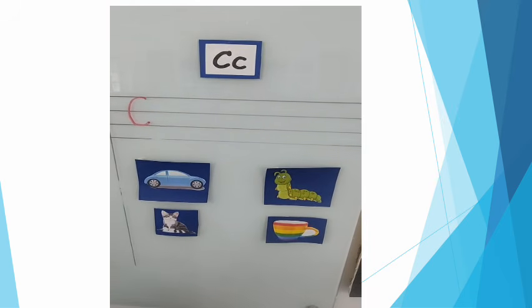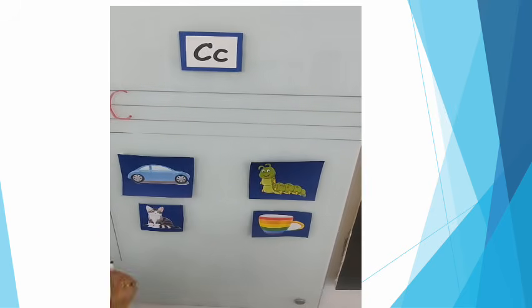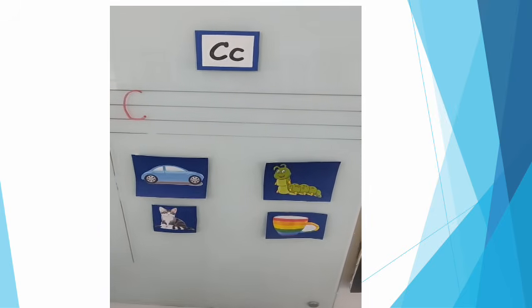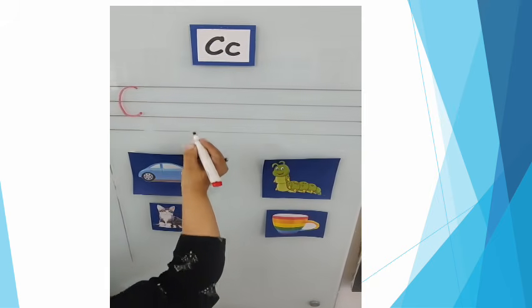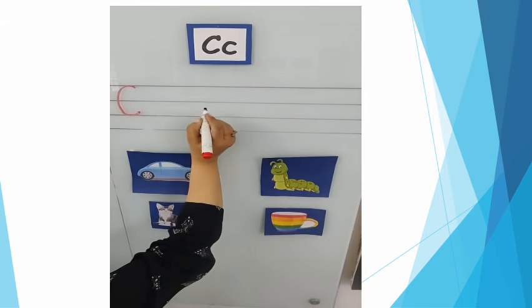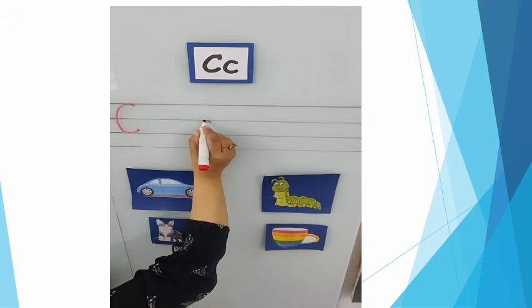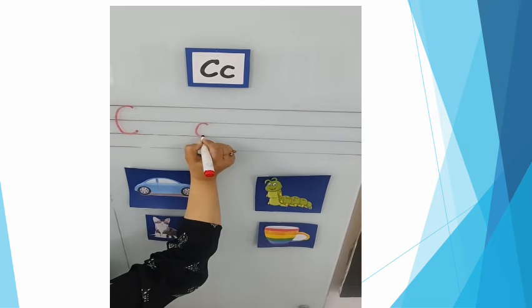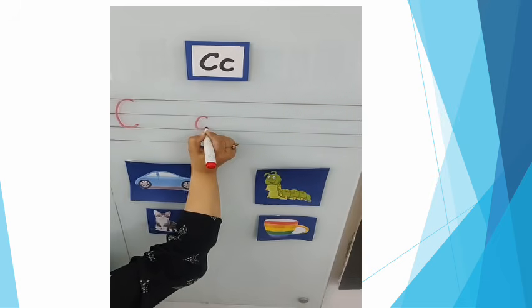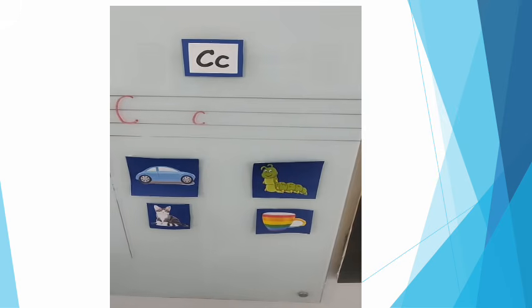The small c is the short letter, so it comes in the middle 2 lines. We write it just like the capital C, but it comes in the middle 2 lines. Now let's see how we write it. Start from the second line. Make a small curve, a half circle, and when it touches the third line, make it a small curve. That is how we write small c.